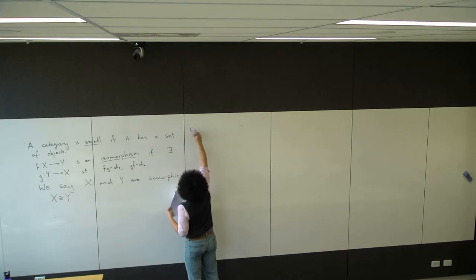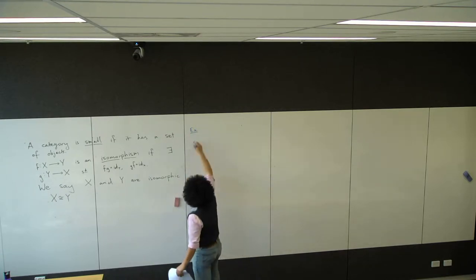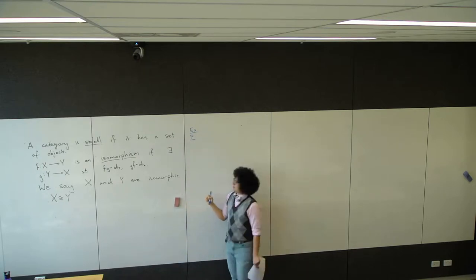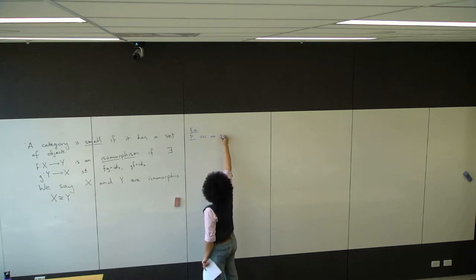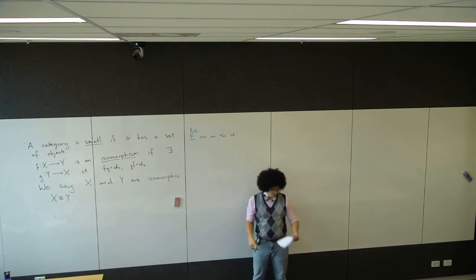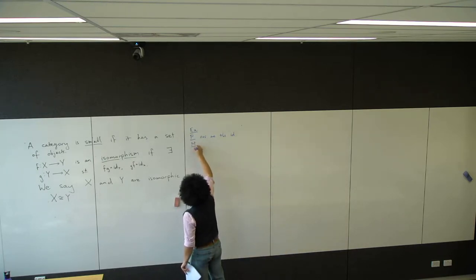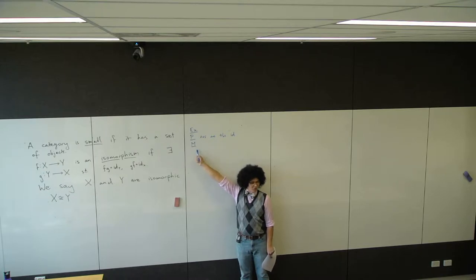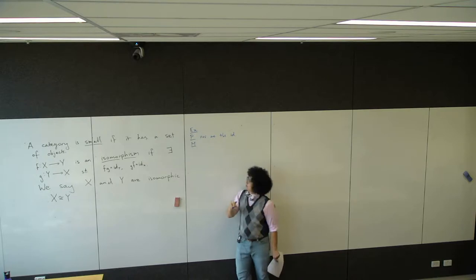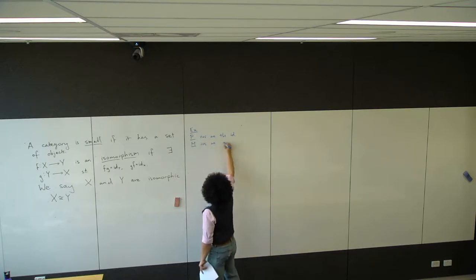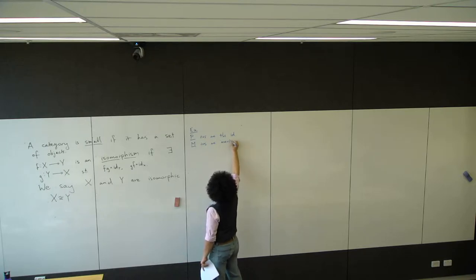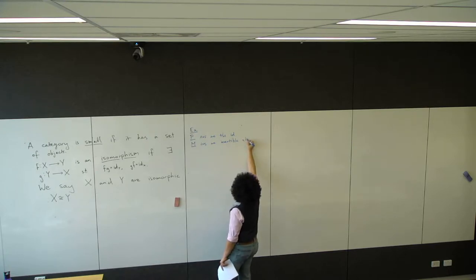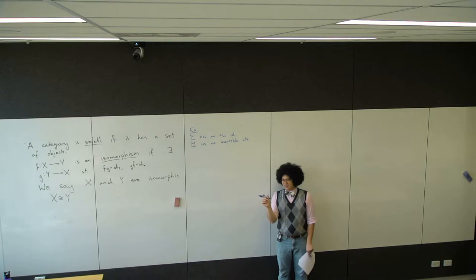So, examples of isomorphisms. In P underline, where P is a poset, isos are the identity morphisms. Those are the only isomorphisms. For M, where M is a monoid, so this category is now a one-object category with morphisms the elements of the monoid, composition determined by multiplication, the isomorphisms are the invertible elements. Right, because an invertible element in a monoid precisely means that there's an element and you can multiply it by another element on either side and it gets you back the identity.